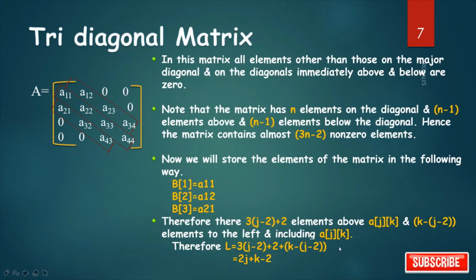Take one example, then this will be more clear. For A21, what is the location of this element in our linear array B? So it is L equals to 2j plus k minus 2. J is 2. So it is 2 into 2 plus 1 minus 2, that is 3. See, A21 is in location 3 in our linear array.